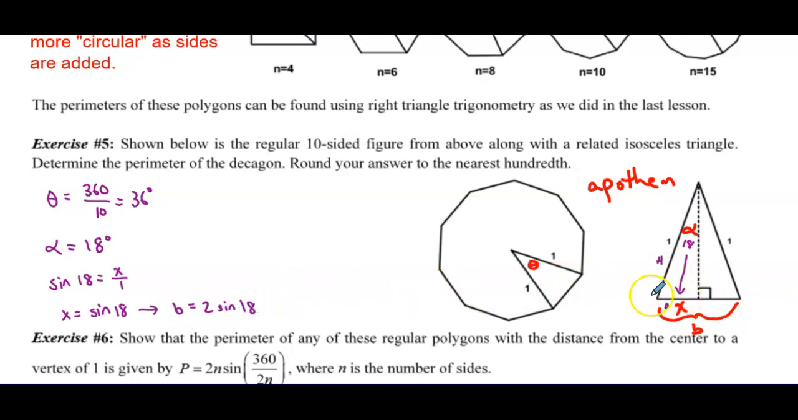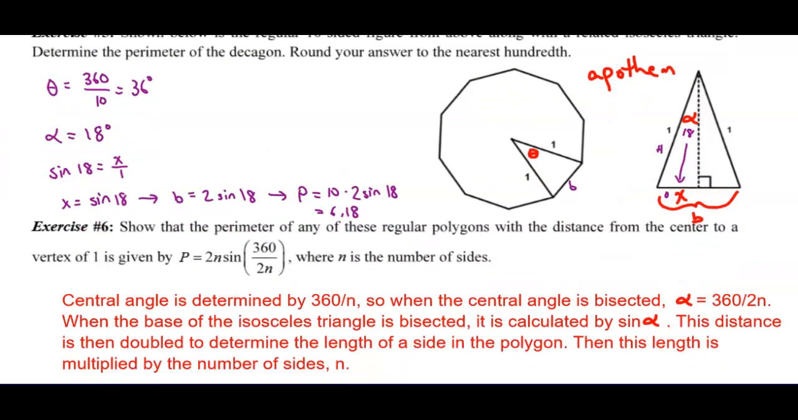And why do I need the base? Well, because that base is this segment right here in the decagon. There's 10 of those, so that tells me that the perimeter of the decagon must be 10 times 2 sine 18. Because there's 10 sides, each of them is 2 sine 18. If I multiply all that out, I get 6.18. Okay, so that's just an exercise for a decagon.